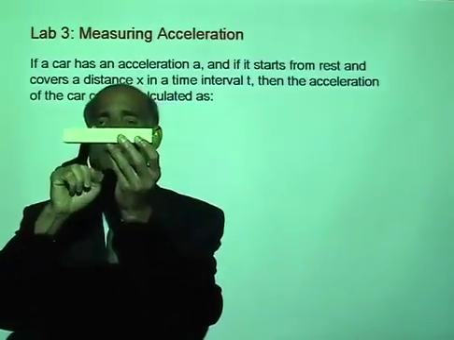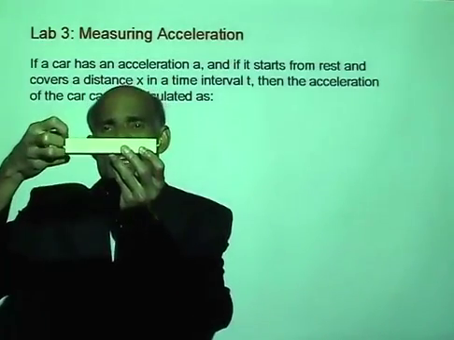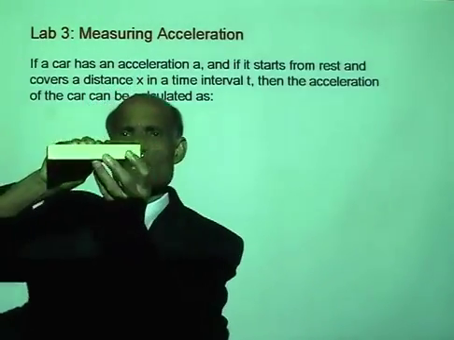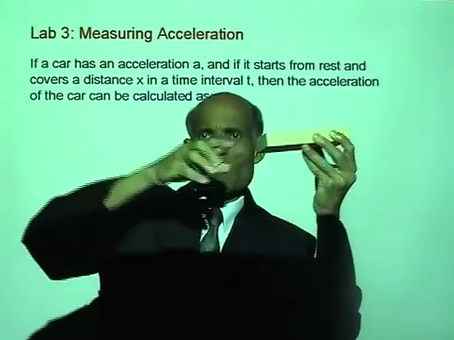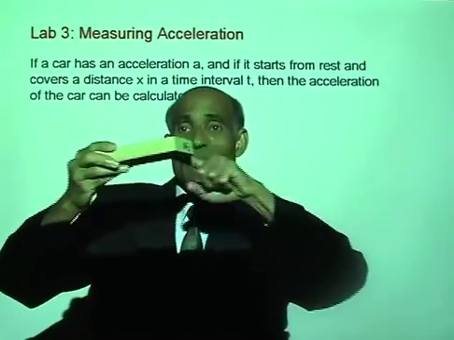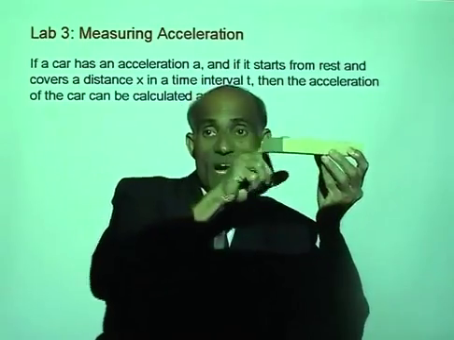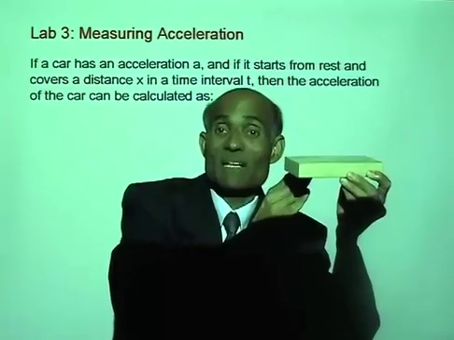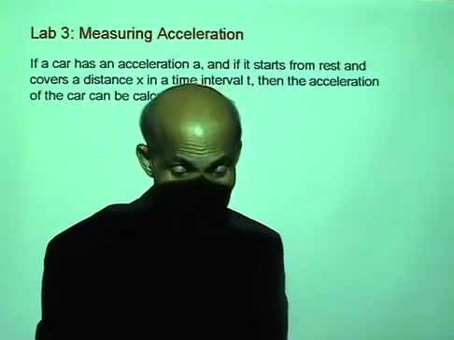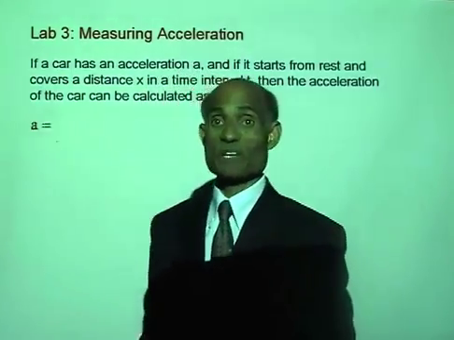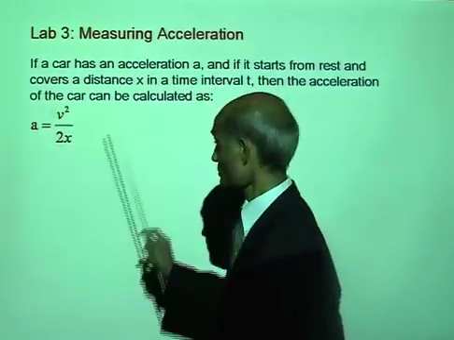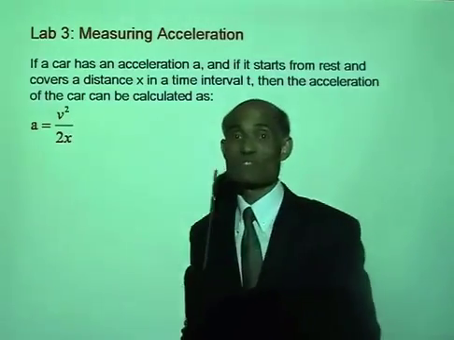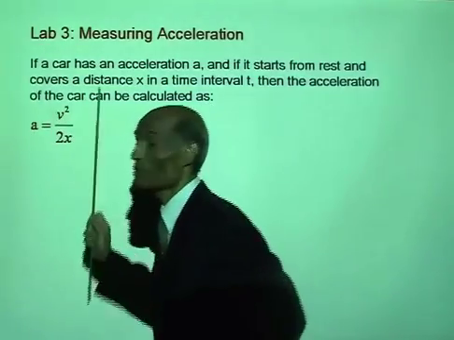Suppose a car starts from rest and you give it an acceleration. Its speed and velocity are going to increase, so it travels a distance, say x. If I can measure that distance, and if I can measure the velocity at the end of that x meters, I can then use that to calculate the acceleration. Look at this: acceleration equals v squared divided by 2x. Now this is what we are going to do.